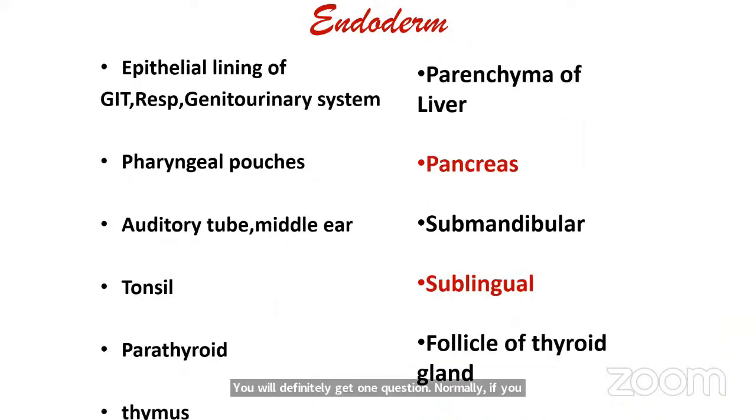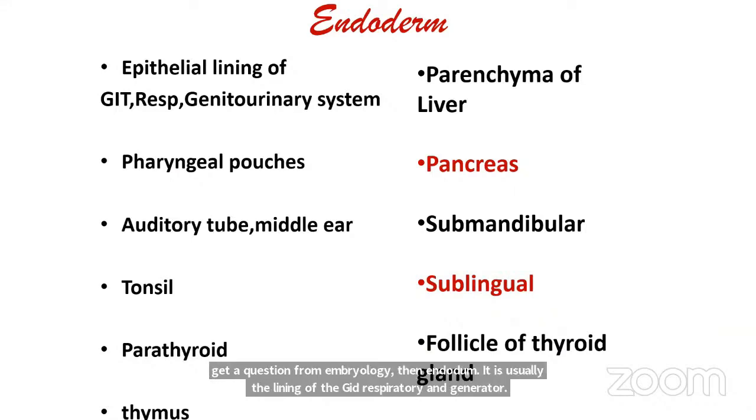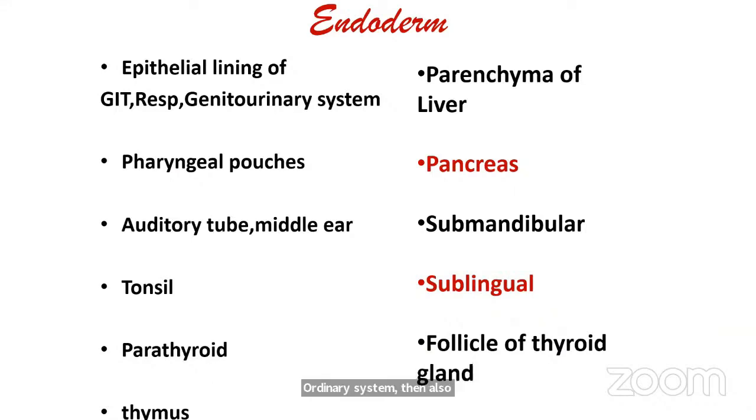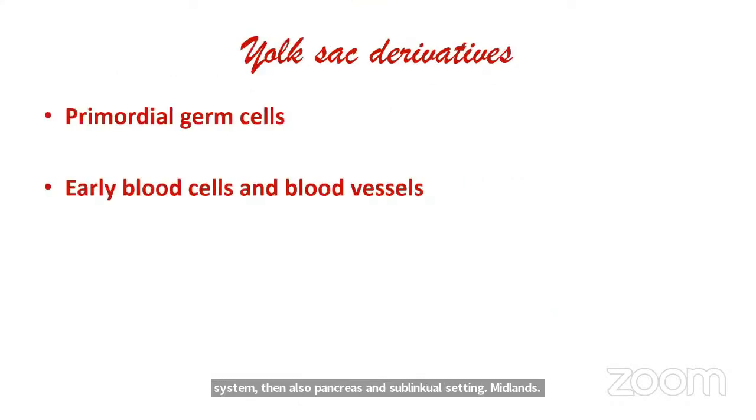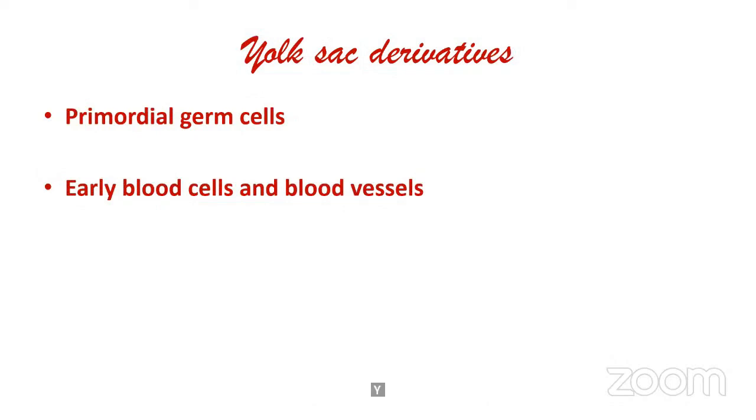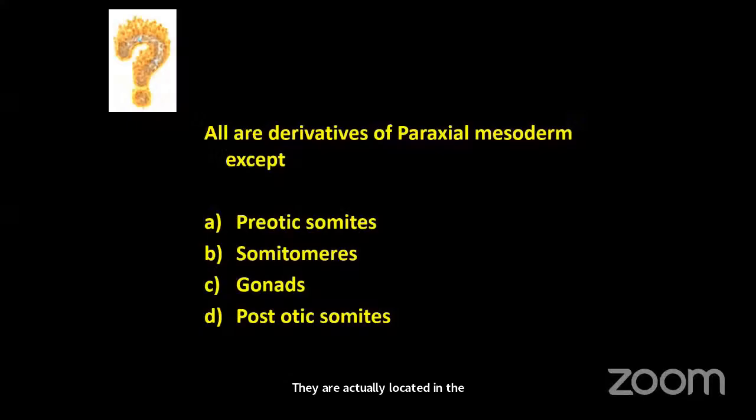Then endoderm, it is usually the lining of the GIT, respiratory and genitourinary system. Then also pancreas and sublingual salivary glands. These are usually seen as the answers in some of the MCQs. Yolk sac derivatives, you have the primordial germ cells. When we discussed spermatogenesis and oogenesis, we mentioned the primordial germ cells, isn't it? So they are actually located in the yolk sac, and also the early blood cells and blood vessels.